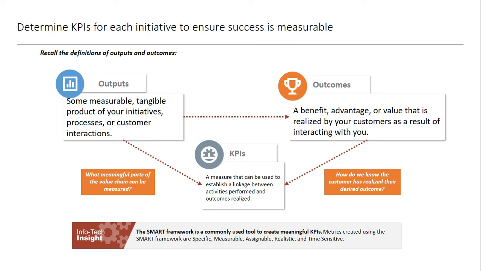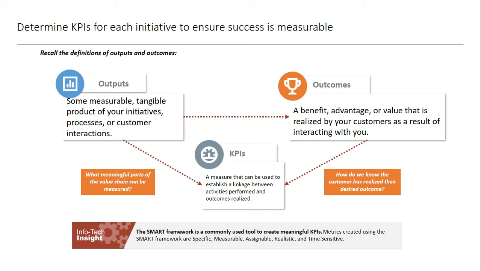Now we use this concept from Infotech Insights to throw more light on this. Now you have to look at your output and your outcomes. Your outputs are some measurable, tangible products of your initiatives, processes, or customer interactions. While your outcomes are a benefit, advantage, or value that is realized by your customers as a result of interacting with you.